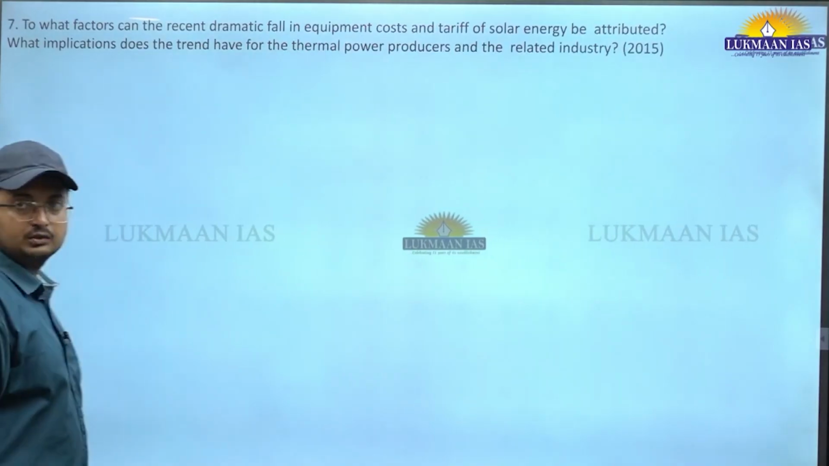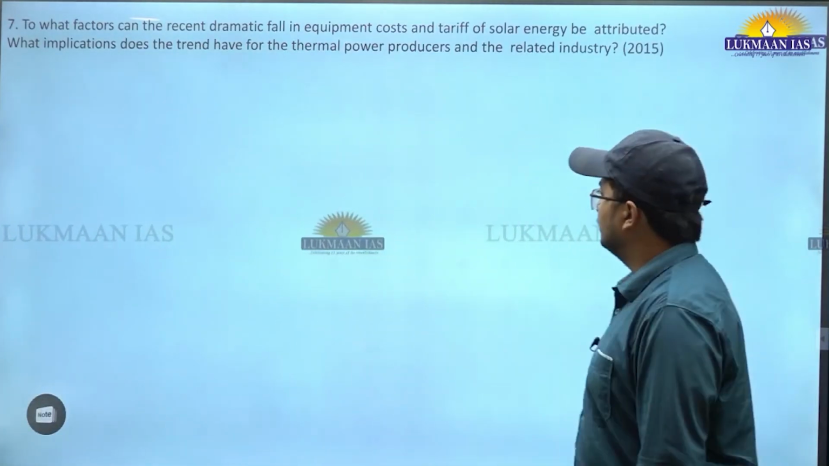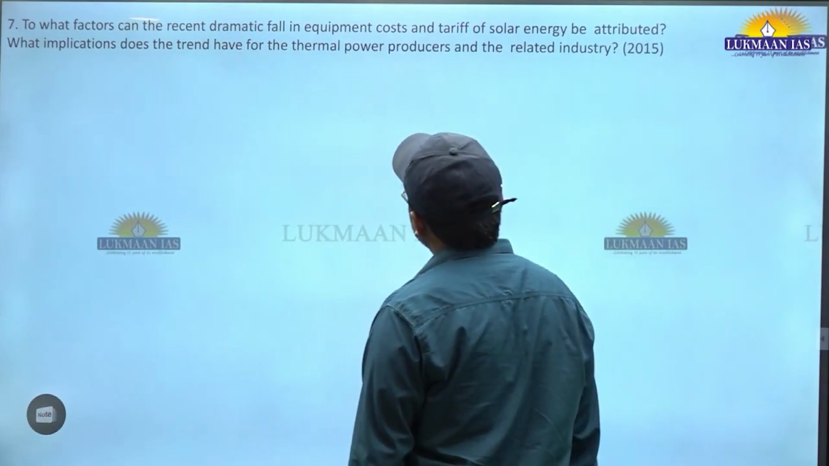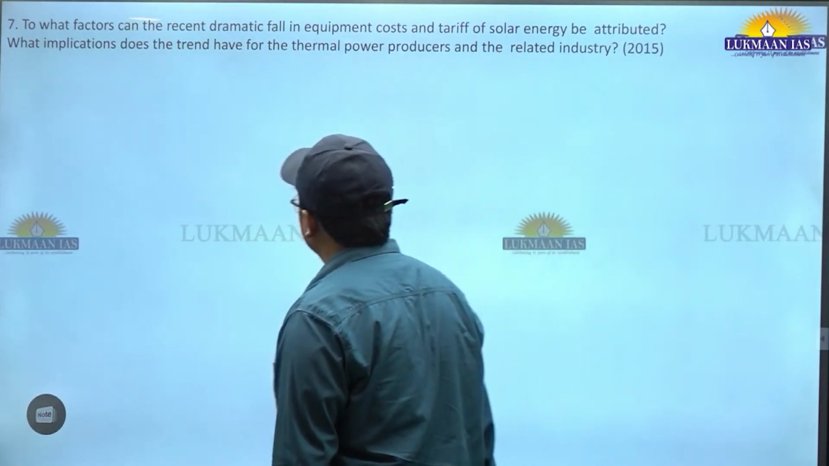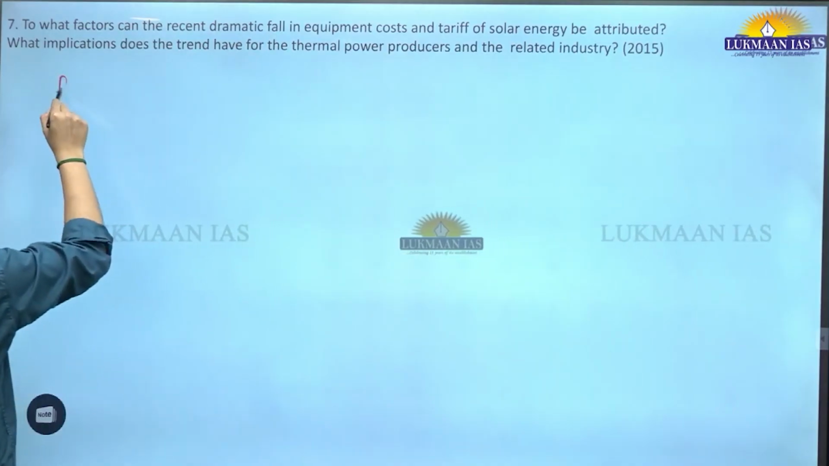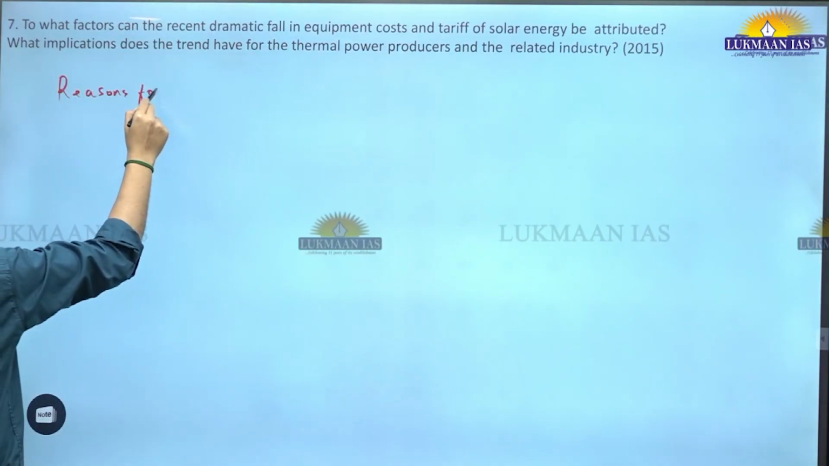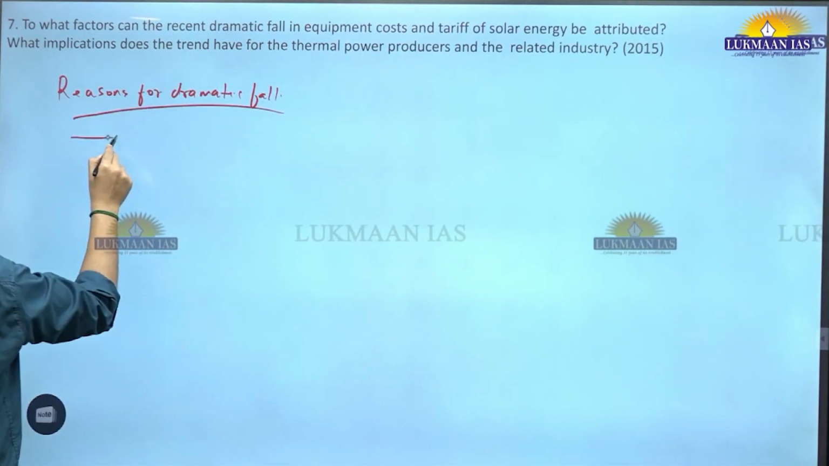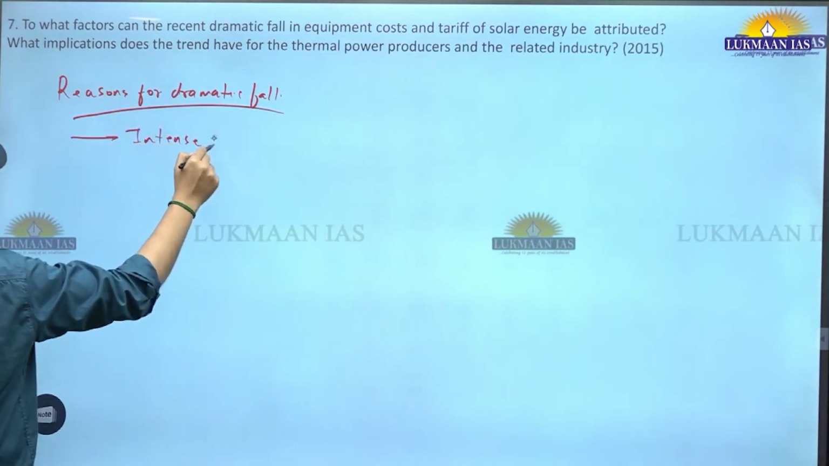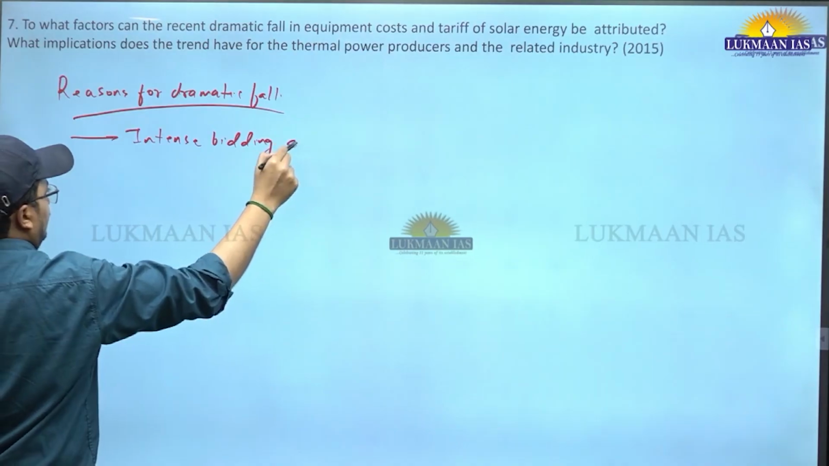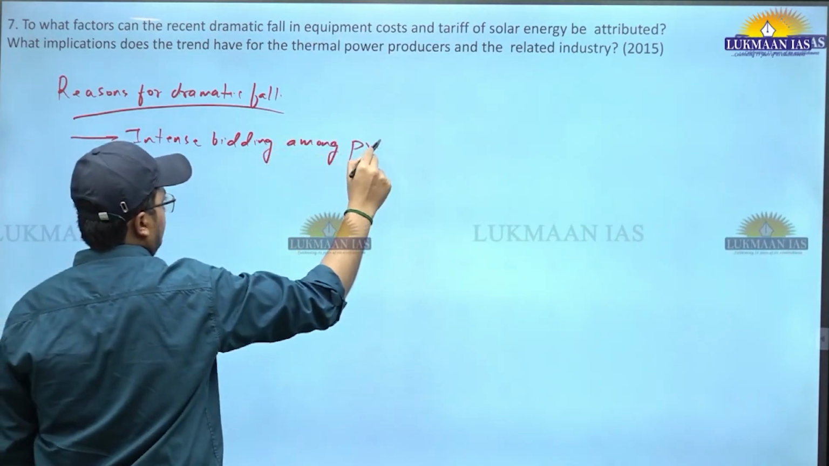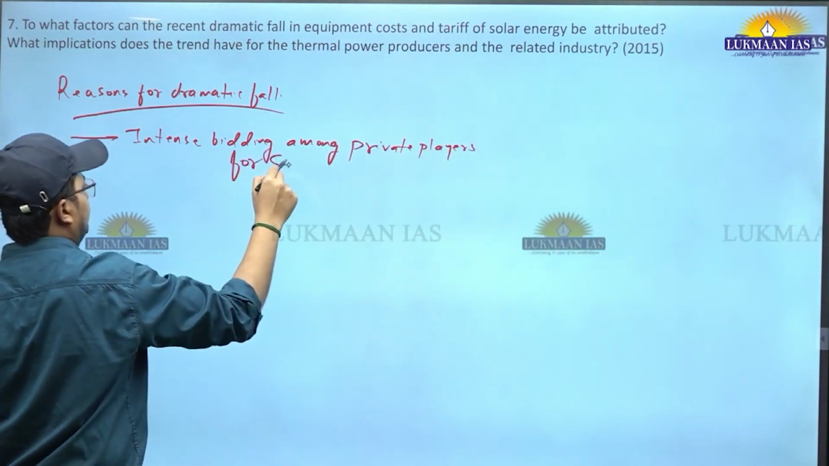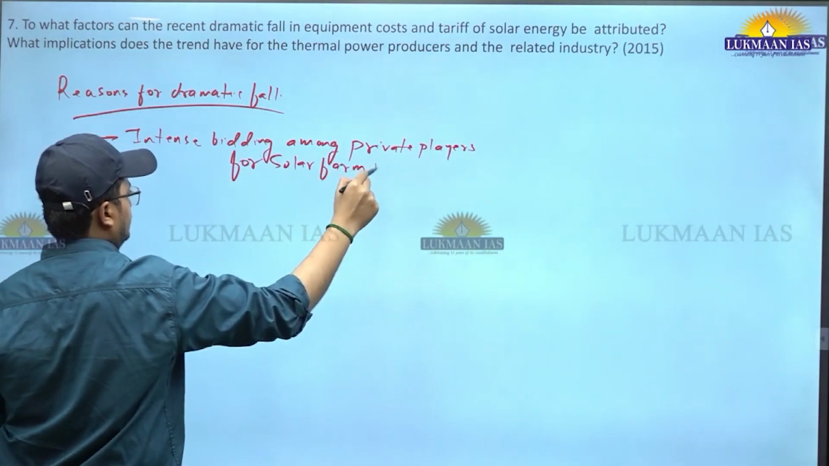Now coming to the 7th question. The 7th question asks to what factors can the recent dramatic fall in equipment cost and tariff of solar energy be attributed? Reasons for the dramatic fall. First, intense bidding among private players for solar farm projects.